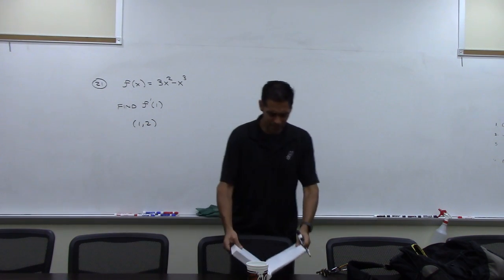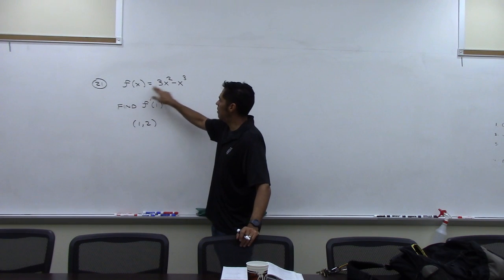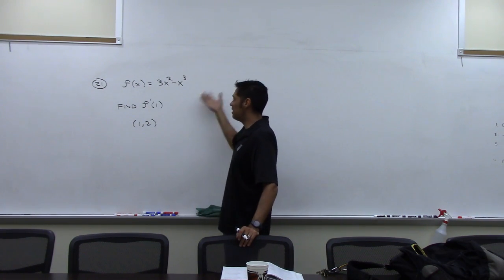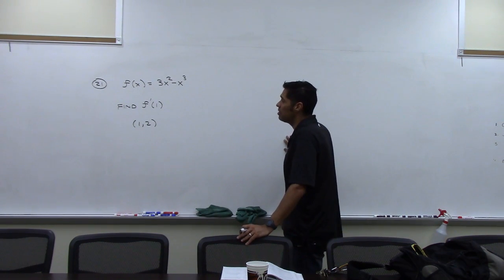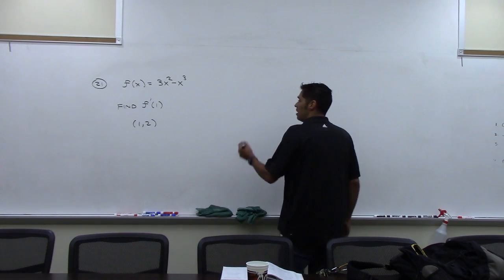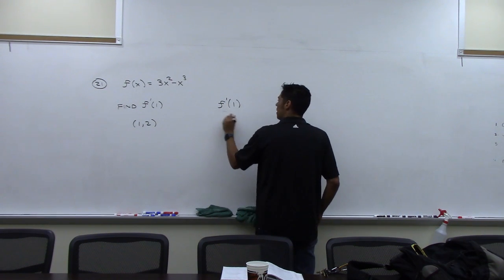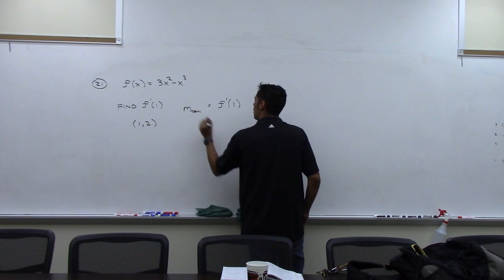So they kind of confuse you by first saying f of x is this, and then saying find the equation of the tangent line to the curve y equals this. It's the same curve. So really we want to know the equation of the tangent line to this curve at this point. So we first need to figure out what the derivative at 1 is, because that's equivalent to the slope of the tangent line at that point.